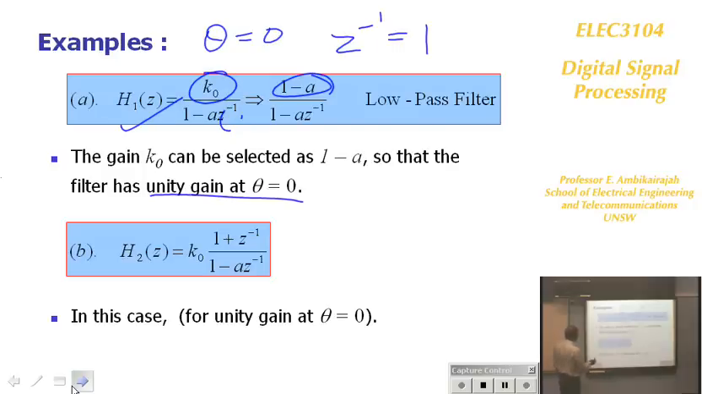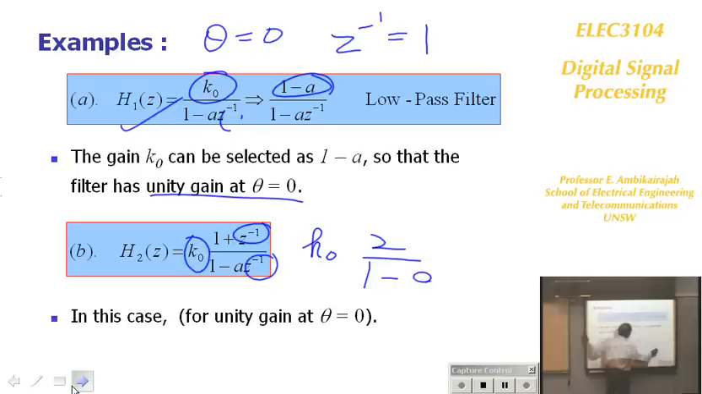And in this example, you want to find out what's the DC gain K naught. Before you find K naught to make the DC gain 1, if you find the DC gain, you get it will be 2 over 1 minus A. So if you want to make the DC gain equal to 1, you have to select K is equal to 1 minus A over 2. And if you do that, they cancel out and give you the DC gain of 1.